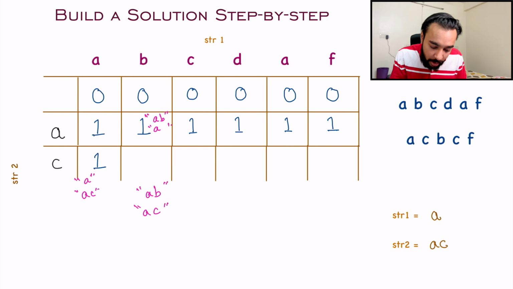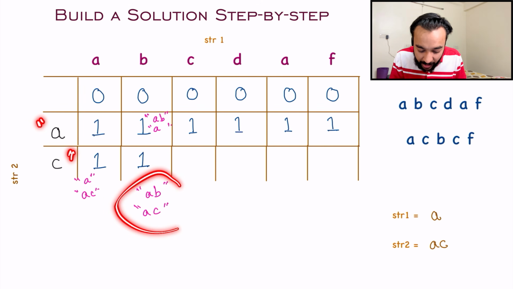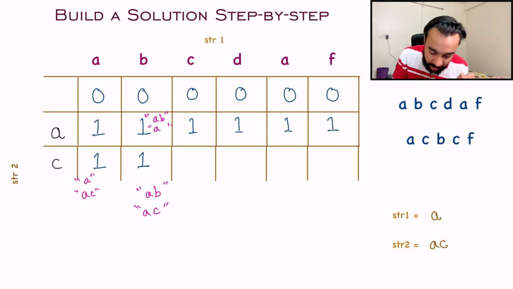So I will just copy this value and I will write down a 1 over here. This 1 is simply telling me that if my first string is AB and the second string is AC, then the length of the longest common subsequence will be just 1 itself, right? And you can see that A is the answer in this case, correct?